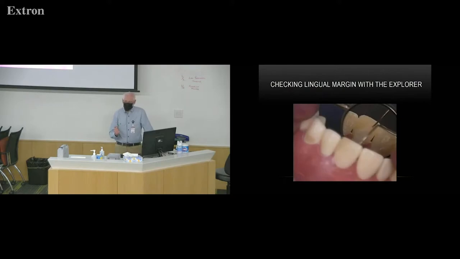And this is a very important step. Once you do that, then take your explorer and check that margin and make sure there are no overhangs and no voids. Looks like there's a little overhang right there, doesn't it? See how it catches? So we need to go back in, finish that down. So never go to the next step until you check with the explorer and make sure everything is just perfect.